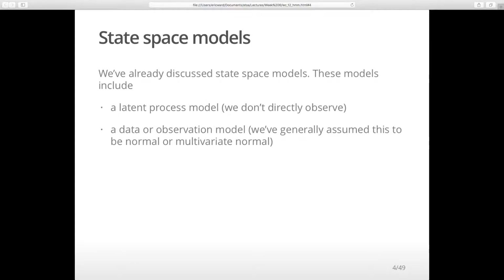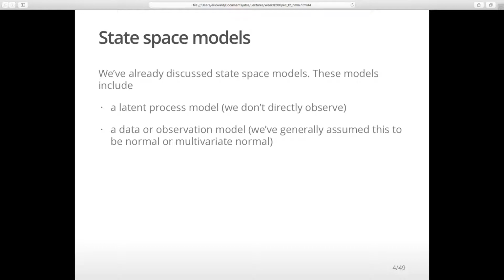So to date, we've discussed a couple different flavors of state space models. We've talked about the classic univariate state space model where we have a process model that describes a state of nature that we don't actually see or observe. And then on top of that, we have layered this data or observation model, which is just generally interpreted as our measurement error or observation error.